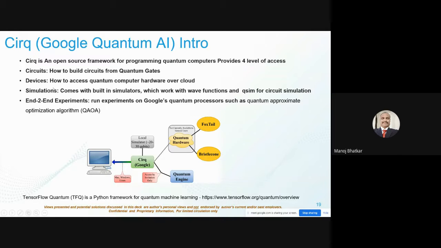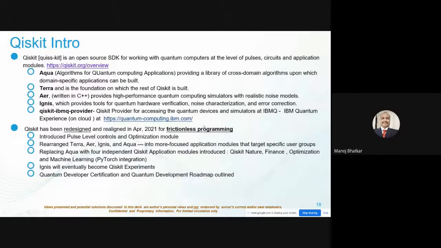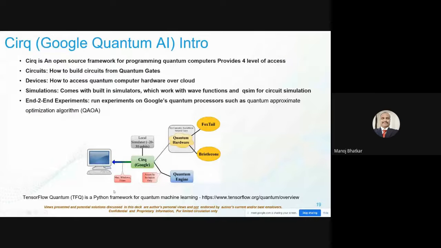You can build circuits, you can simulate the devices, you can do the end-to-end experiments, run them on Google's computing, such as the quantum approximate optimization algorithm. So you will again see here that using your laptop or your computer, you can actually access Bristlecone or Foxtail from Google, or IBM's computers, through Qiskit and run your programs.